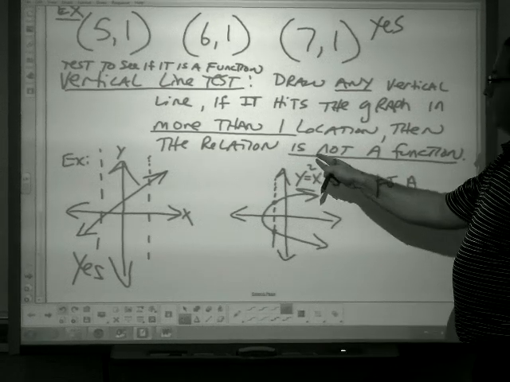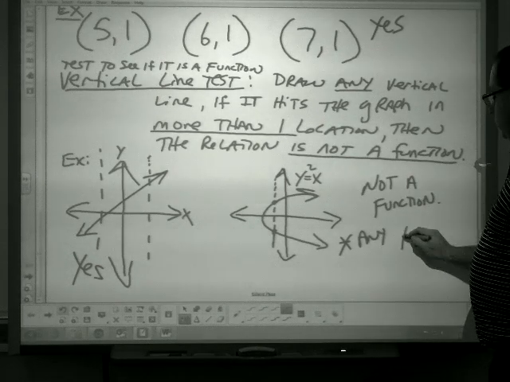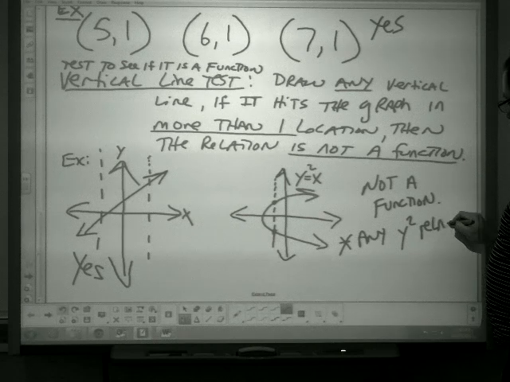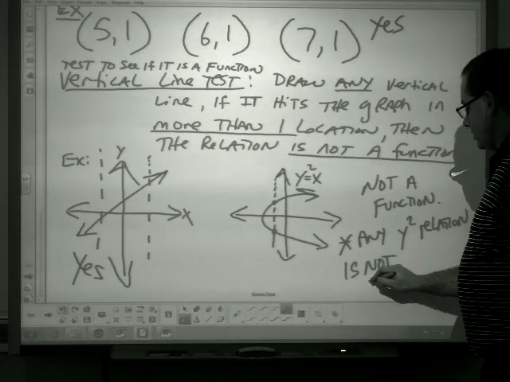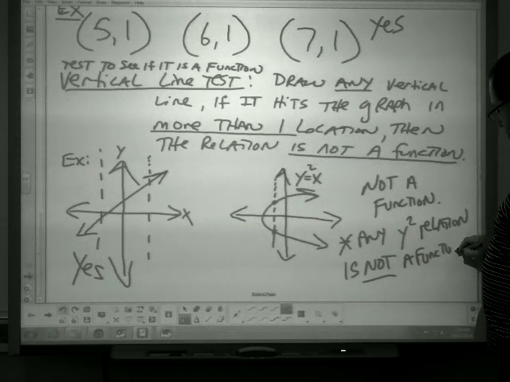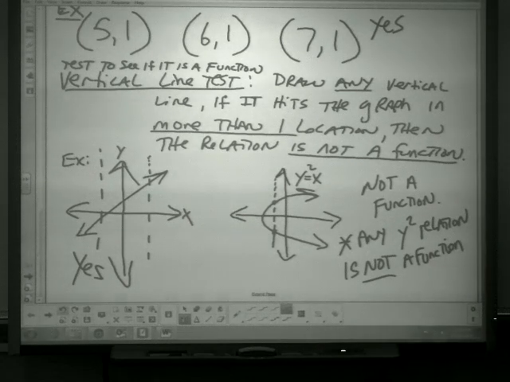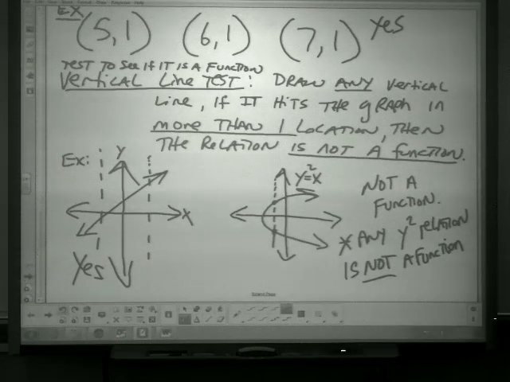Now, a little note. Any y squared relation is not a function. So if it's y squared, it's not going to be a function. Okay?